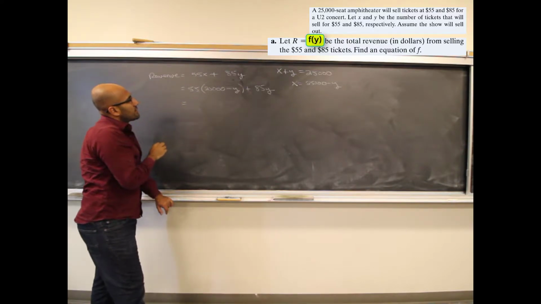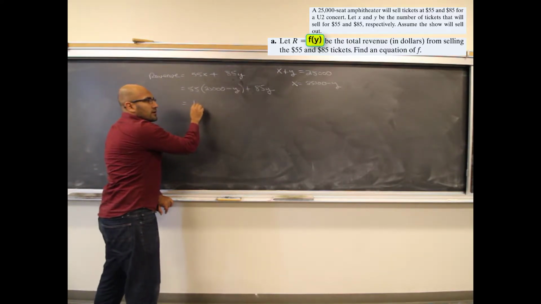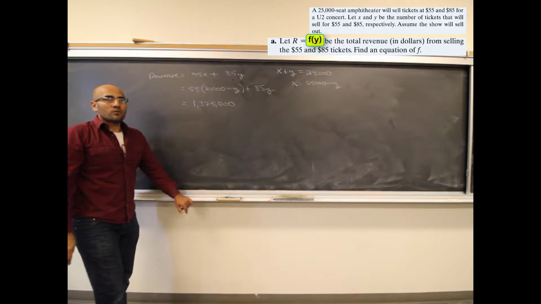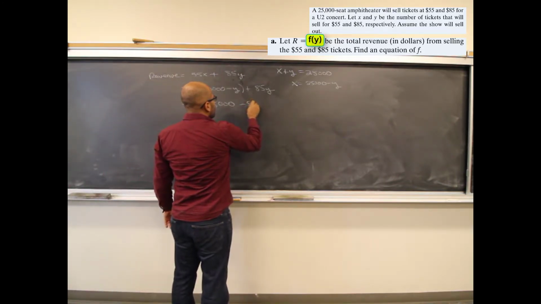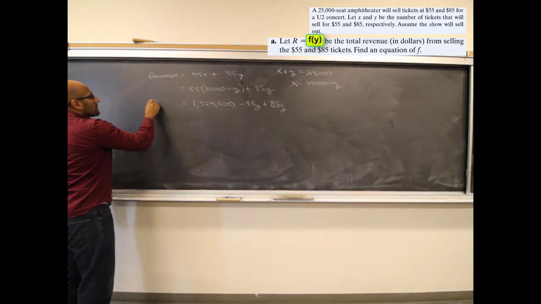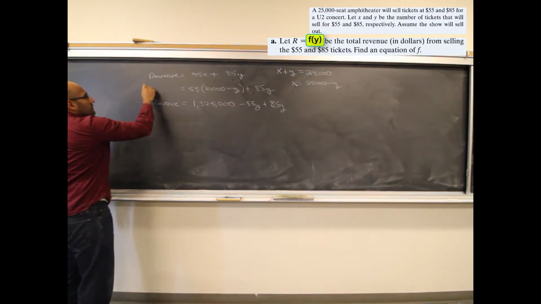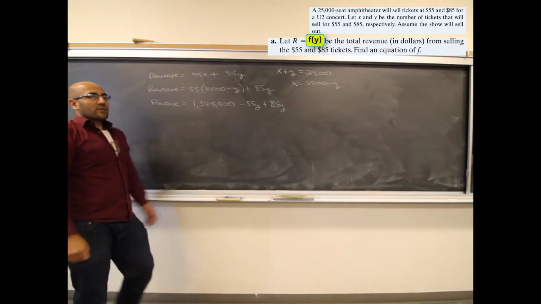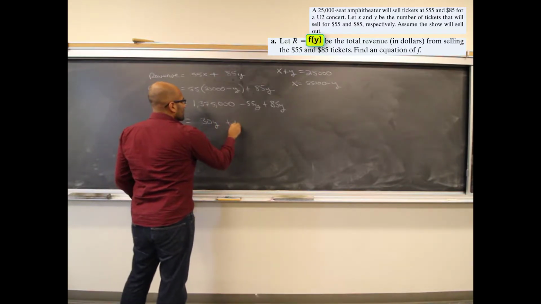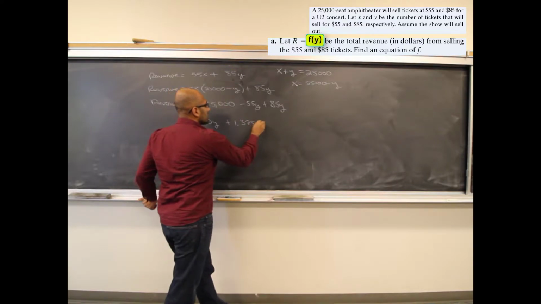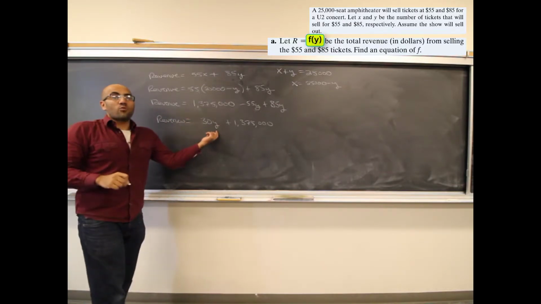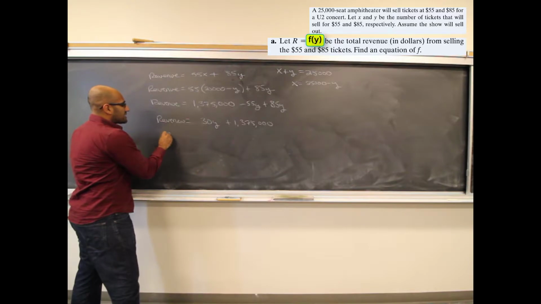Okay, so distribute and combine like terms. So we're going to get 1,375,000, and we're going to get minus 55y plus 85y, and all of that is equal to the revenue. Okay, and then we combine these things together and we end up with 30y plus 1,375,000 this way. This is the revenue. But now it's only in terms of y, so I can write it as a function. Let's write it as a function g of y.